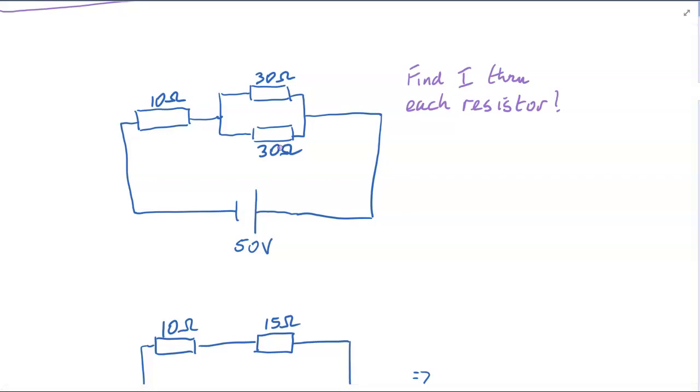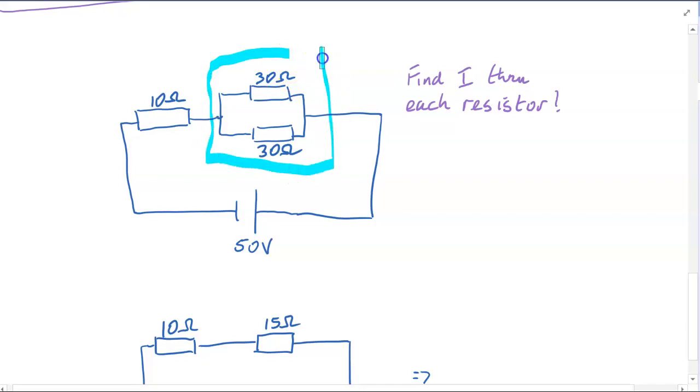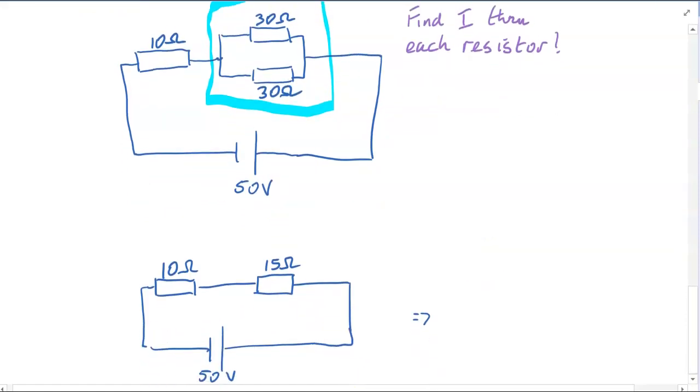Okay, so we can see here, if I take this part, you have 2 resistors that are in parallel. So if I use my parallel formula, 1 over R is equal to 1 over 30 plus 1 over 30. Okay, I will do the calculations. 2 over 30, that's what 1 over R is, and that gives me my effective resistance of 15. So these two can be replaced by a 15 ohm resistor, and now I have a 10 ohm and a 15 ohm in series.